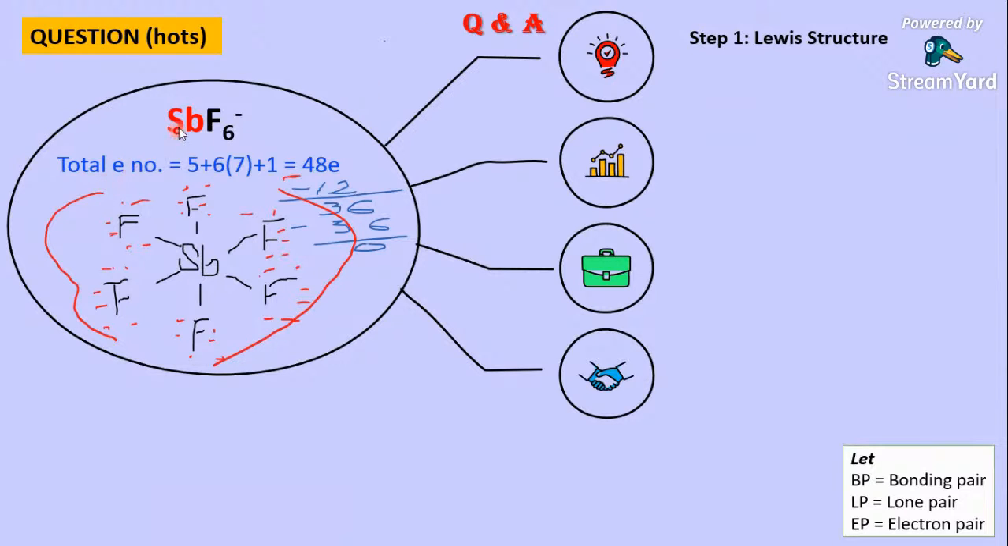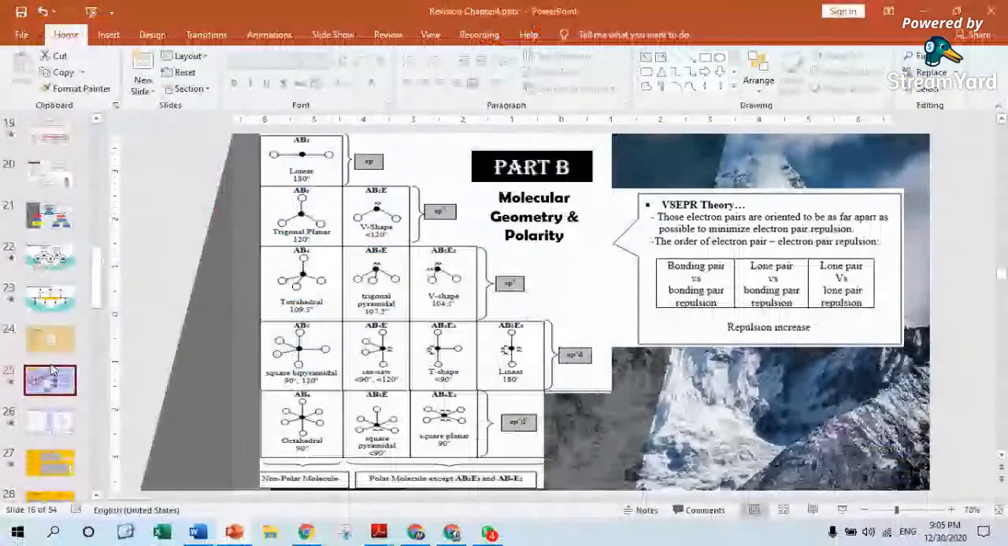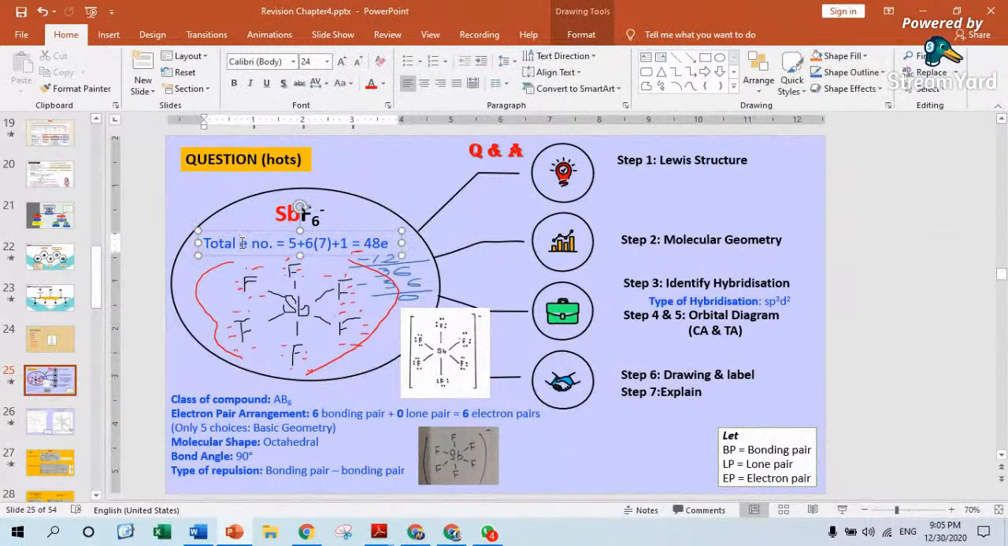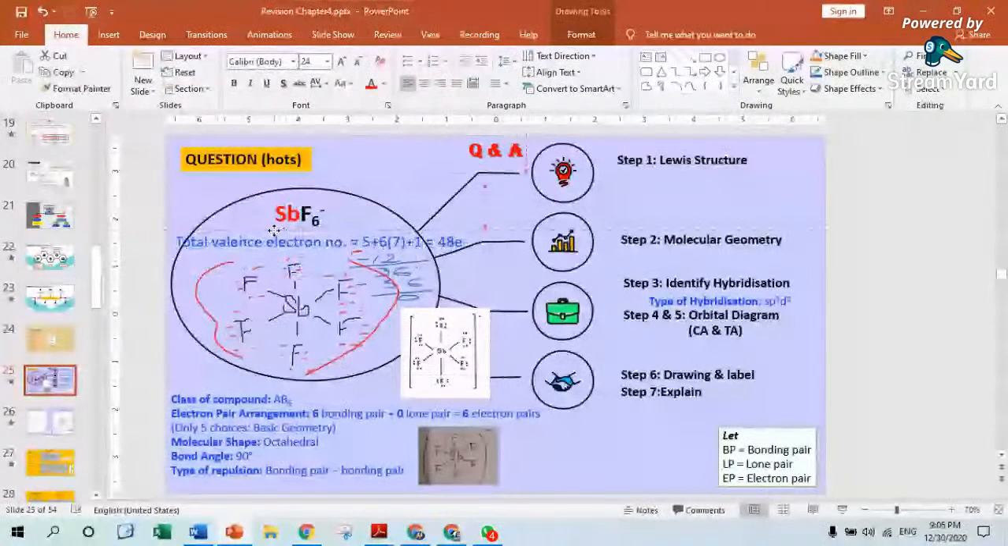Okay, I just recap a bit. Determine the central atom. Calculate the total number of valence electron. Okay, I do not encourage you all to write down E. Just write down the full term, valence electron. If possible, I prefer you all write down the full term, valence electron. Okay, please write out the full term. You don't give the chance for the examiner to penalize you. Okay, write down the full term. Total number of valence electron, total valence electron number.